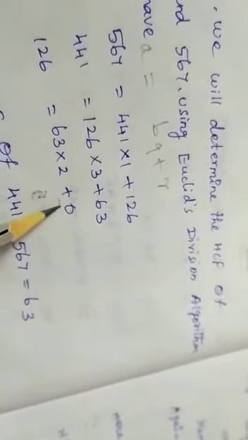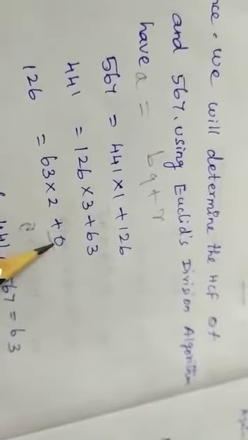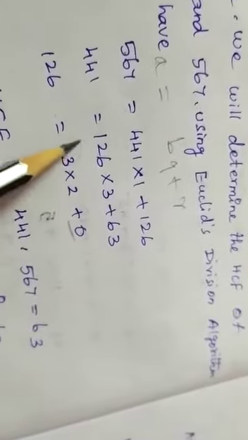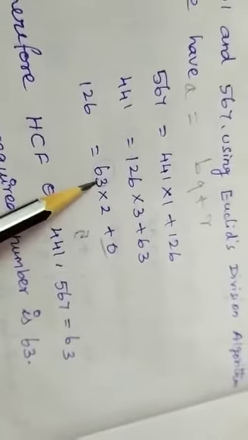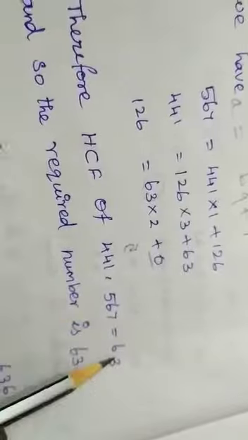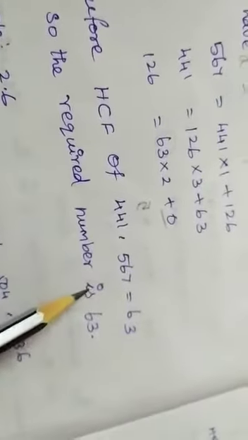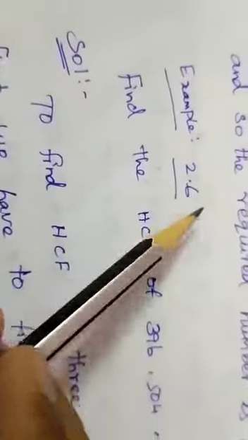We have got till 0. So when it becomes 0, then the divisor will be the HCF. So we have got the HCF as 63. Therefore, HCF of 441 and 567 equals 63. And so the required number is 63. Now let us move to the sixth example.